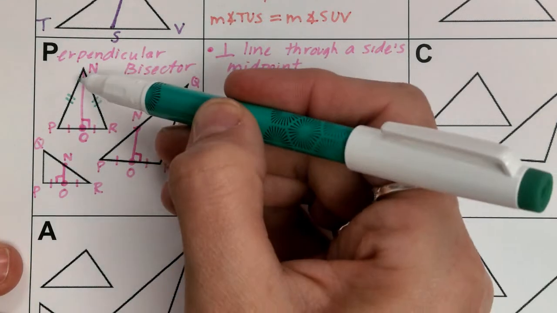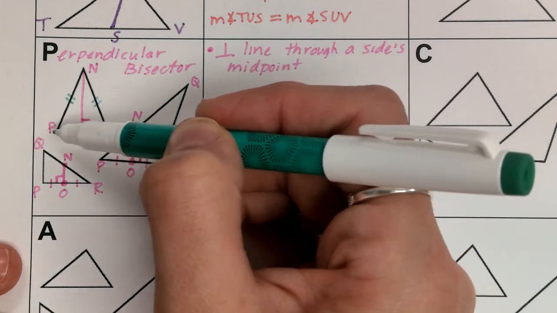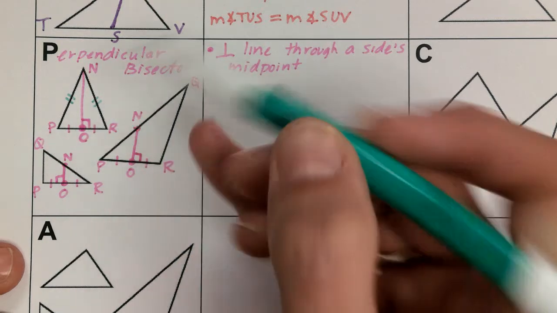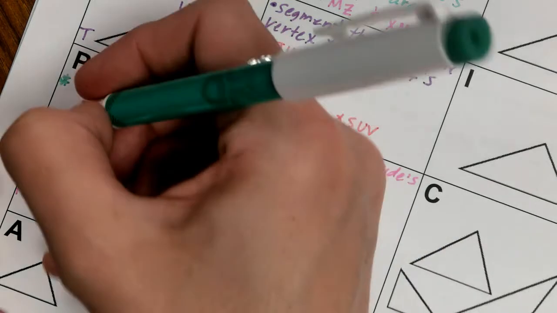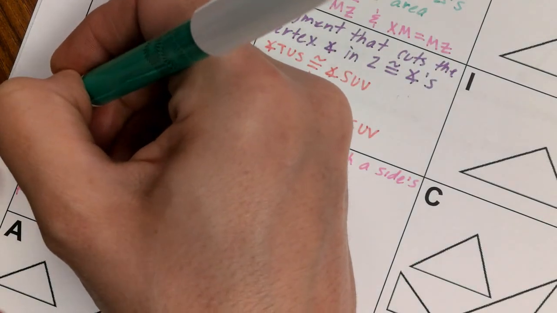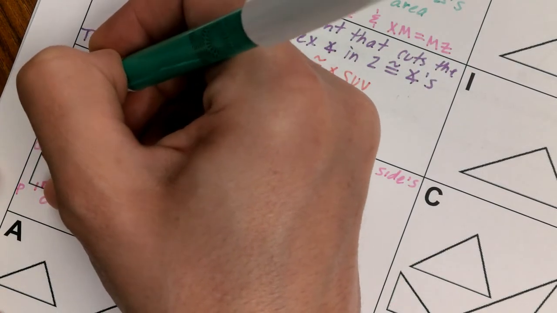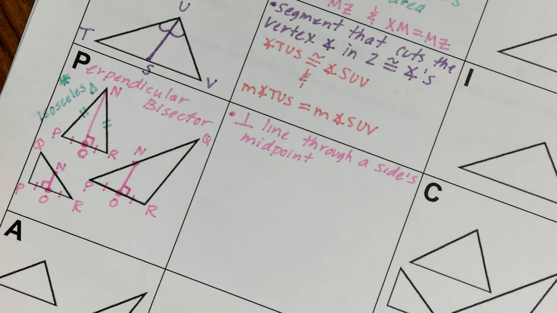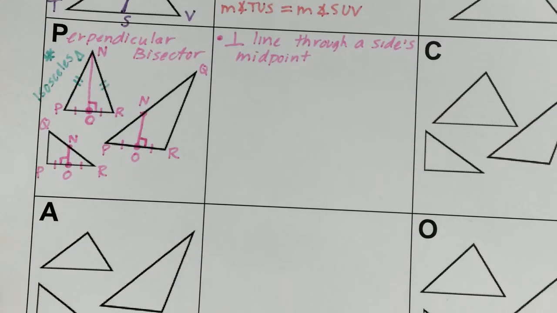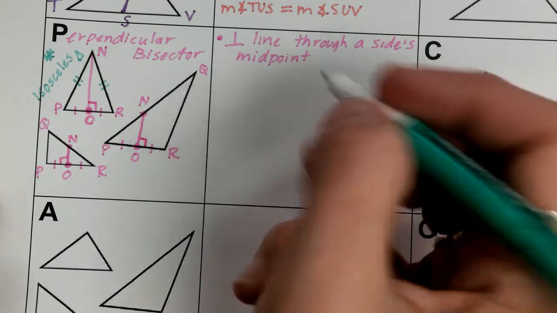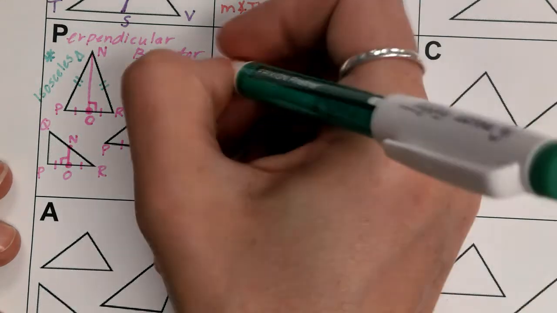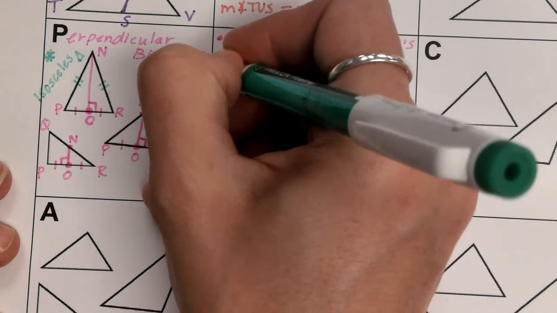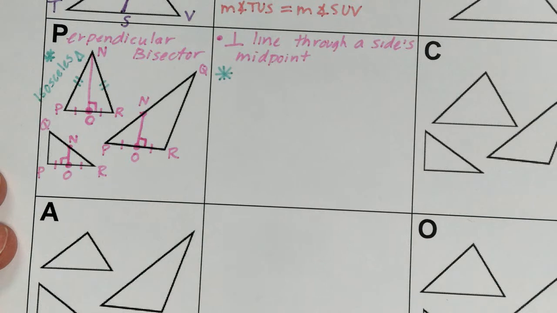When it comes out of the vertex and goes perpendicularly and bisects the opposite side, you're going to have your special case. I'm going to put a little asterisk up here, and I'm going to write in isosceles triangle. This is going to be your special case. So we also have two congruent sides. Now, we had the description of a perpendicular line through a side's midpoint, but we want to make sure to include what happens in this special case.